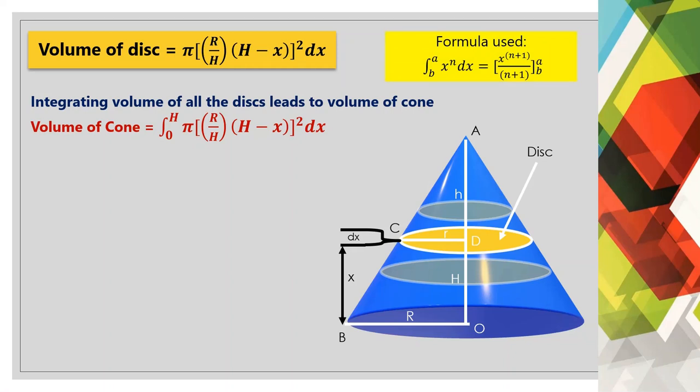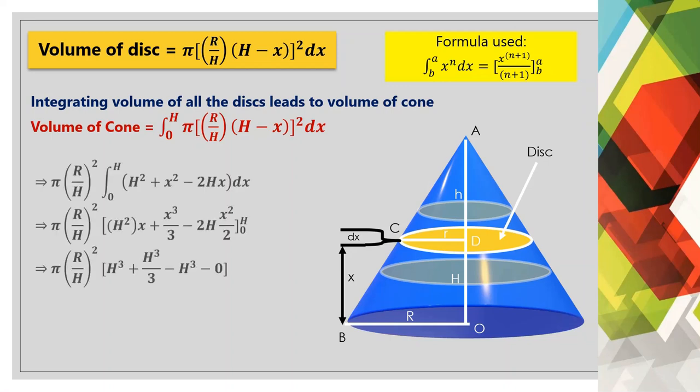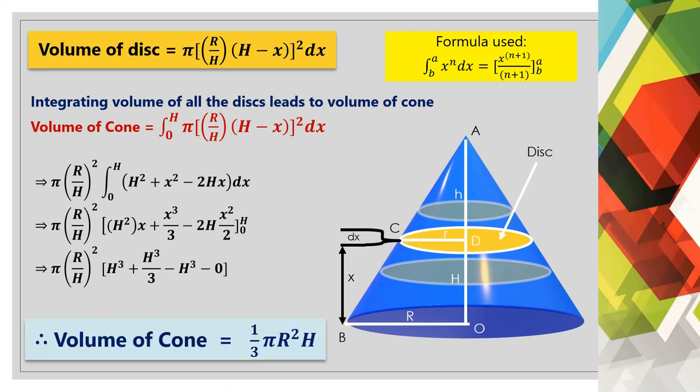Integration from b to a, x raised to the power n dx, is equal to x raised to the power n plus 1 divided by n plus 1, from b to a. Once the integration is complete, x is substituted by the values of the limits. Thus, we get the formula of the volume of the cone. The constant 1 by 3 arises from the formula of integration.